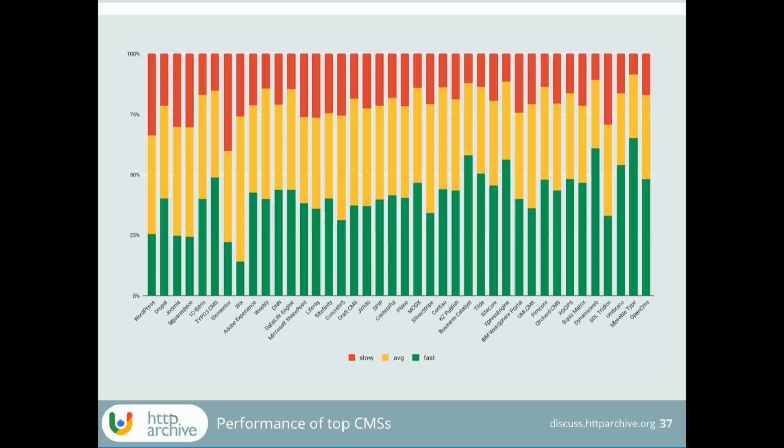So let's step back for a second. I will literally step back so I can see this. The most popular CMSs are on the left. The less popular ones are on the right. And you can see the height of the green bar is the percent of user experiences that we consider fast for the FCP. Again, this is less than 1 second. WordPress is at 26% fast. The slowest one, I believe, is Wix at about 14%.